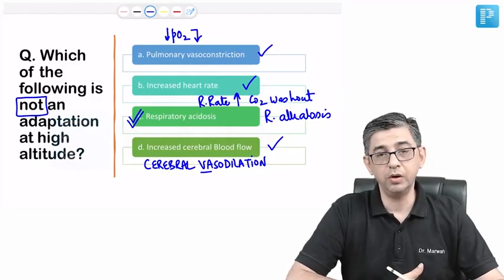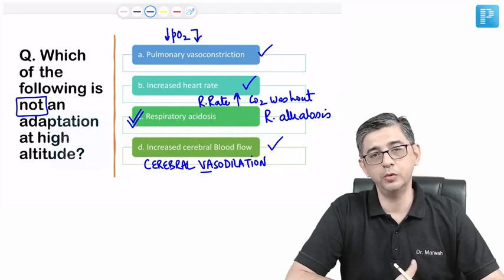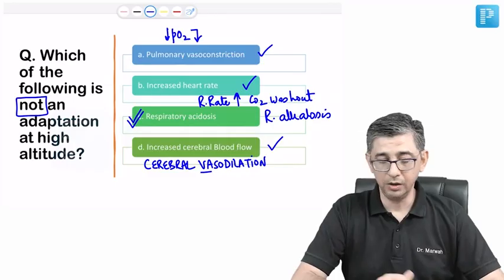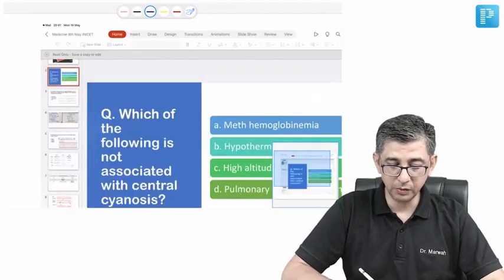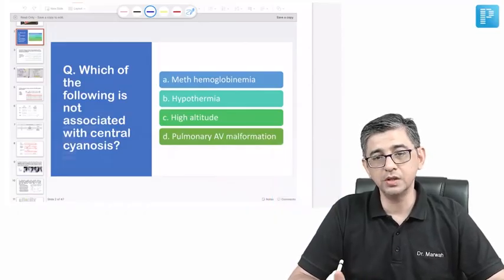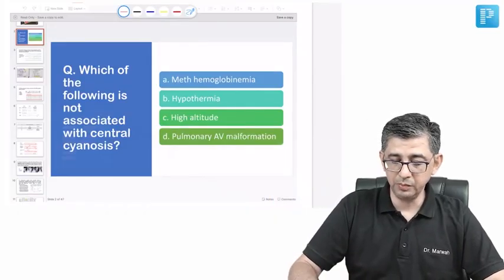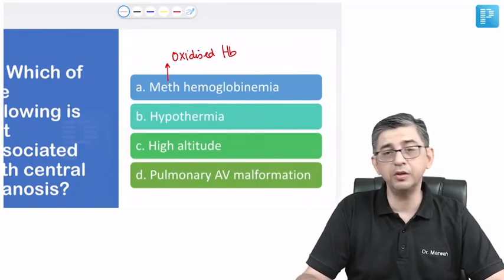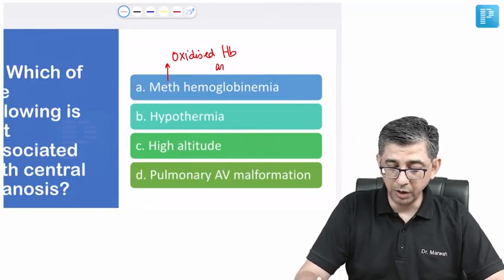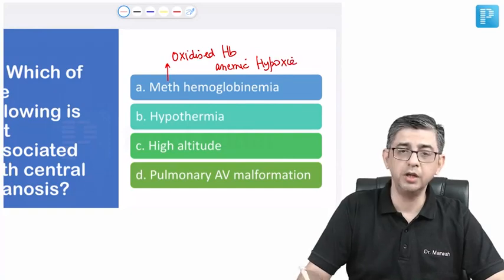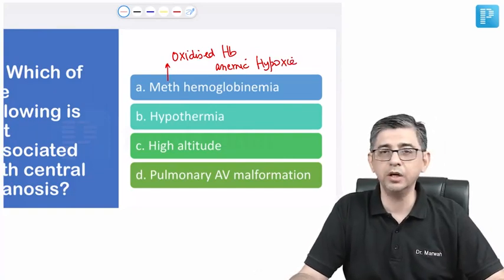And since we were talking about hypothermia related to soldiers posted at high altitude, I thought I'll just discuss this INI-SET MCQ with you. Now let's move on to the next one. This one said, which of the following is not associated with central cyanosis? So if you look at the first option, that is methemoglobinemia. Methemoglobinemia will basically be oxidized hemoglobin, that Fe2+ is converted into Fe3+. So it will not be able to carry sufficient amount of oxygen, and the type of hypoxia in the patient is anemic hypoxia. So the lips will turn blue and fingertips will also turn blue.